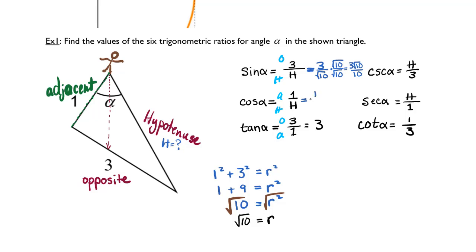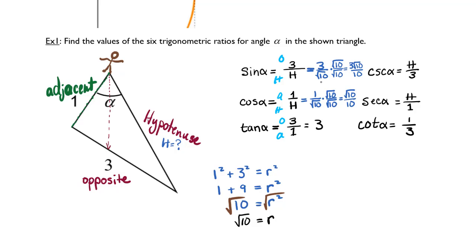So this one will be 1 over root 10. Cosine of alpha is 1 over hypotenuse, so 1 over root 10. Rationalizing by multiplying by a funny looking 1, 10 over 10, will give us root 10 over 10. The 3 still is a 3. We don't have to do anything to that.